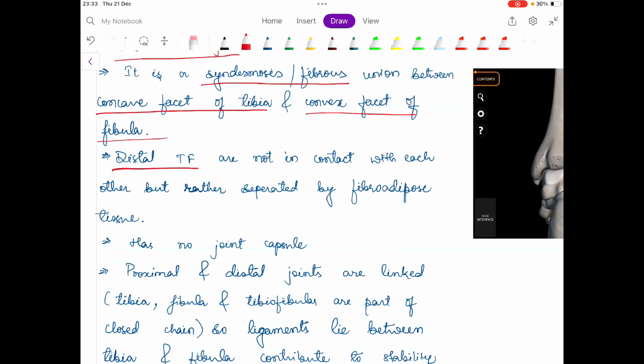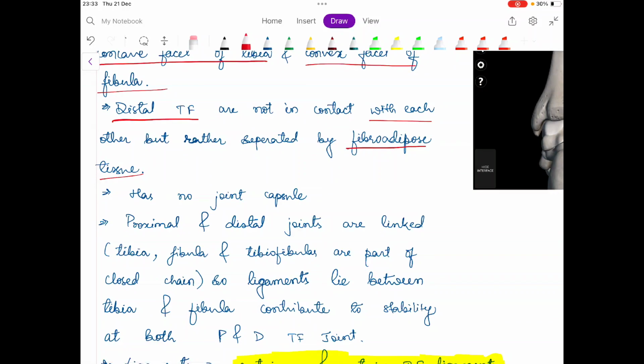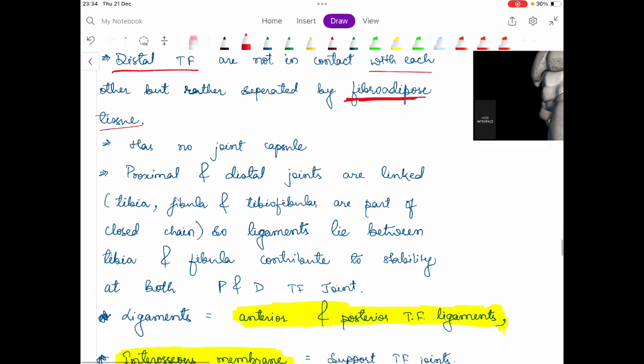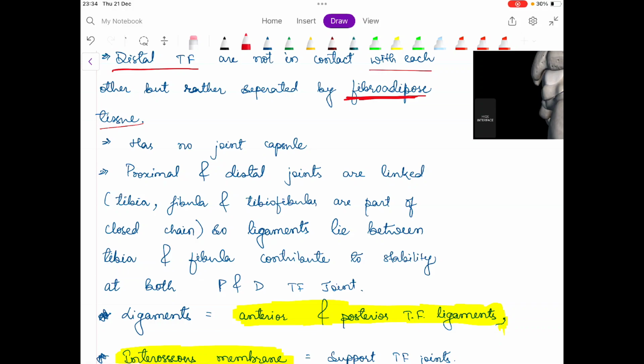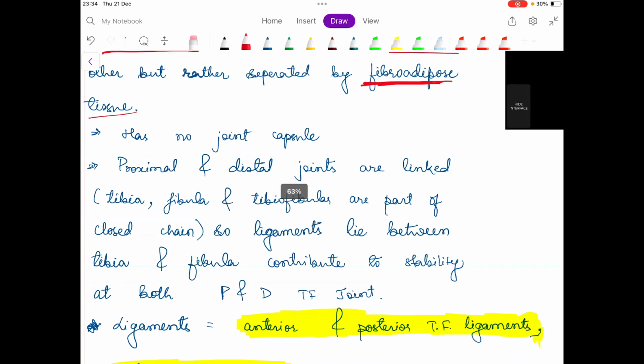Now, the bones of the distal tibiofibular joint are not in contact with each other, but rather separated by fibroadipose tissue. So there is no direct contact between the tibia and the fibula in the distal tibiofibular joint, but they are separated by fibroadipose tissue. Fibro means fibrous, and adipose tissue, which you already know. So there is basically a layer of fibroadipose tissue in between the distal tibiofibular joint.